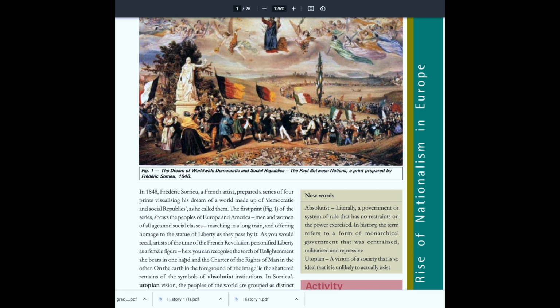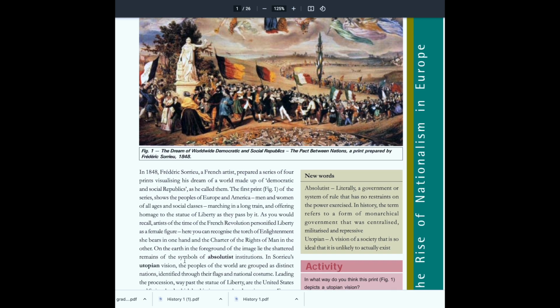In 1848, Frédéric Sorrieu, a French artist, prepared a series of 4 prints visualizing his dream of a world made up of democratic and social republics, as he called them. The first print of the series shows the peoples of Europe and America, men and women of all ages and social classes, marching in a long train and offering homage to the Statue of Liberty as they pass by it.